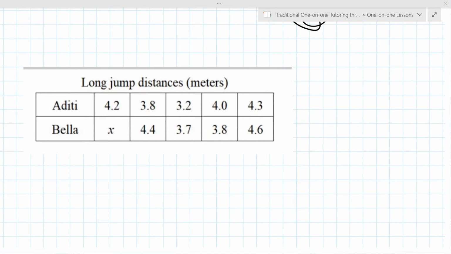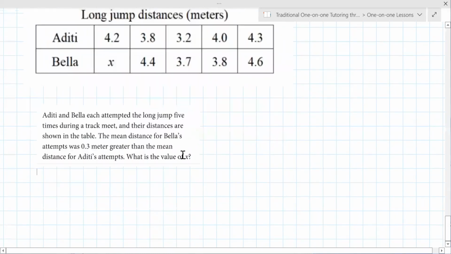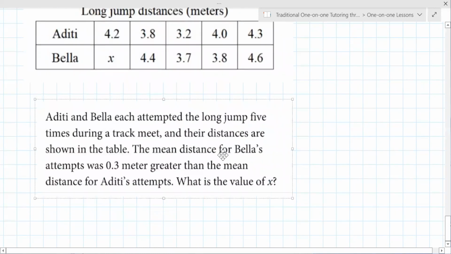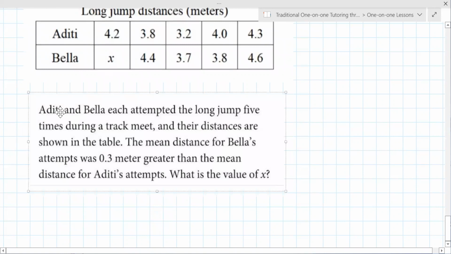So now let's look at the words that go along with it. And I think this could help, processing it in pieces, with being able to answer these questions. Addie and Bella each attempted the long jump 5 times during a track meet, and their distances are shown in the table. The mean distance for Bella's attempts was 0.3 meters greater than the mean distance for Addie's attempts. Okay, can you calculate the average for Addie for me real quick?